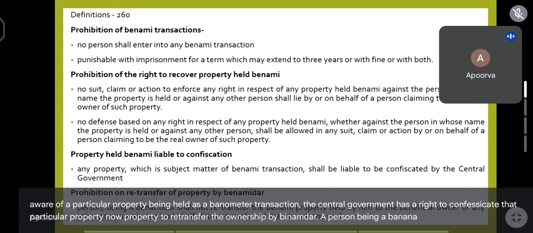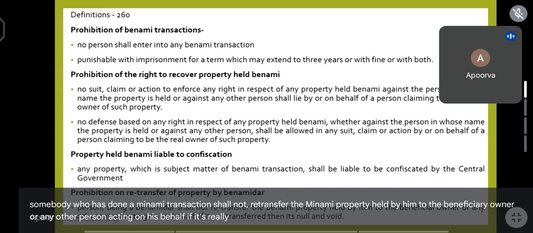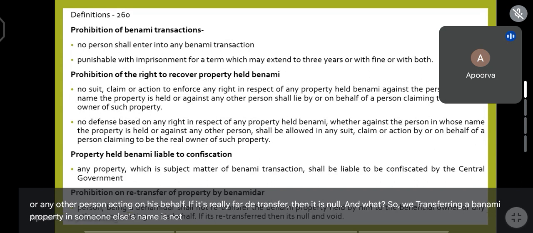Now, who is a benamidar? Somebody who has done a benami transaction shall not retransfer the benami property held by him to the beneficiary owner or any other person acting on his behalf. If it's retransferred, then it is null and void. So basically, transferring a benami property in someone else's name is not allowed by the benamidar.